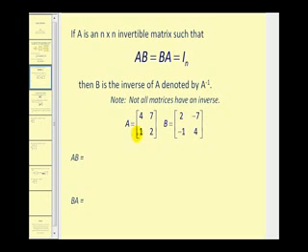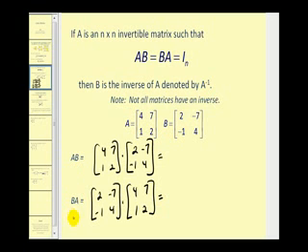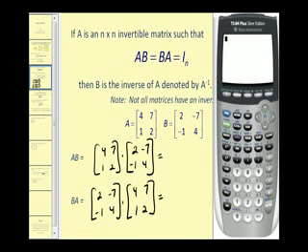So let's go ahead and take a look at what happens when we find the product of these two matrices. First we have A times B, and then we have B times A. Now remember, usually matrix multiplication is not commutative, but let's go ahead and see what happens in this case. Now we're going to use the calculator because we've already covered how to multiply by hand.